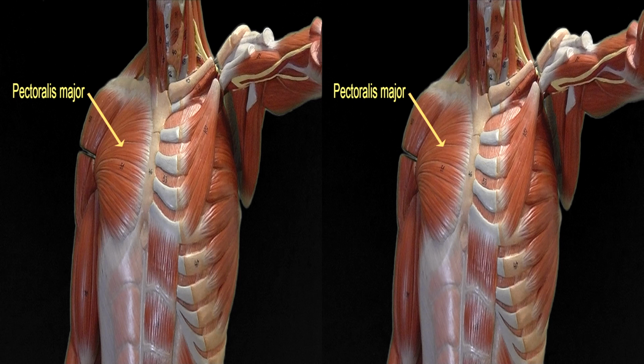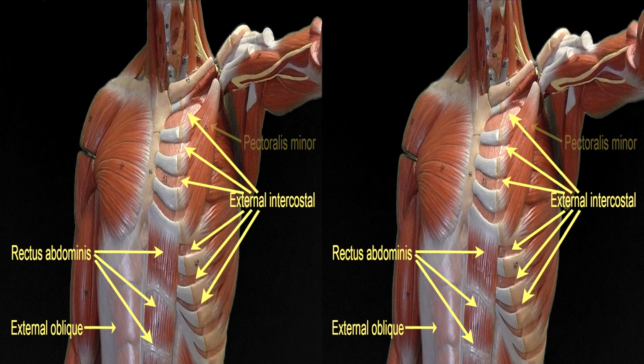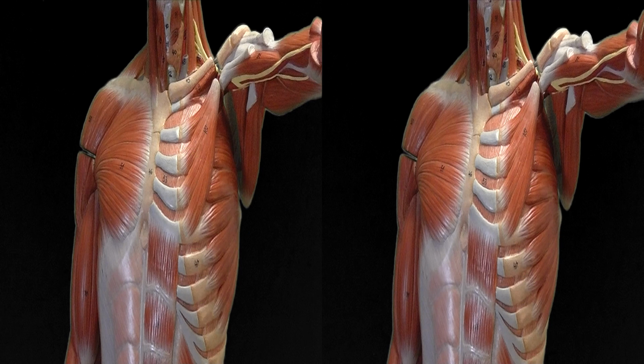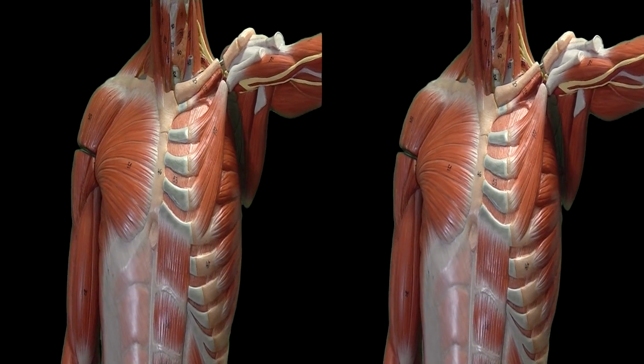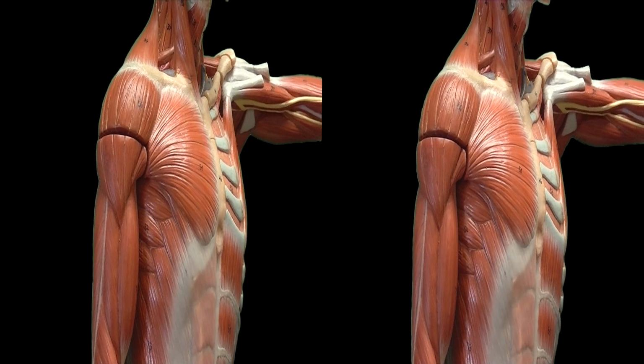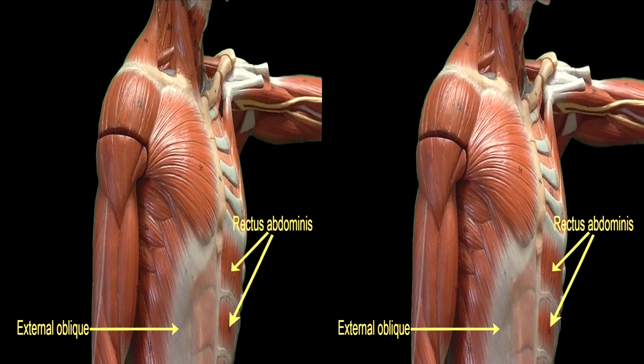Pectoralis Major, Pectoralis Minor, Rectus Abdominus, External Oblique, External Intercostal. Pectoralis Major, Serratus Anterior, External Oblique, Rectus Abdominus.